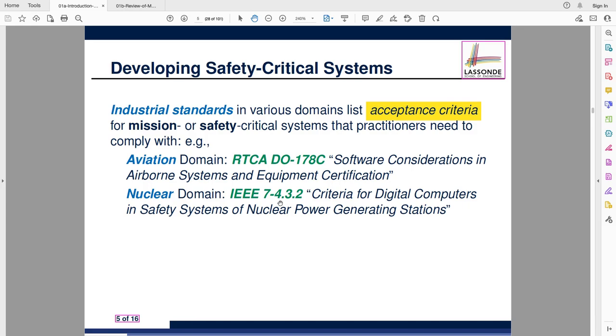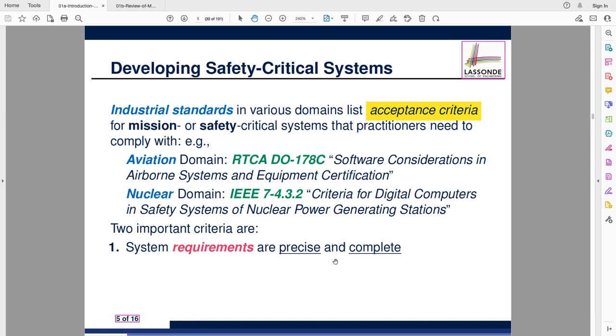But in summary, across the domains, what's relevant to us? We want to make sure the requirements are precise and complete, right? And the way to make them precise and complete, okay, let's talk about precise and complete very quickly.